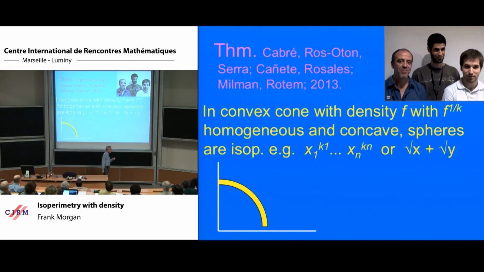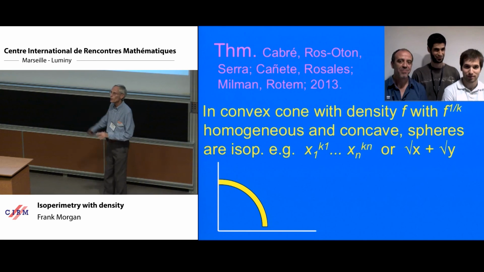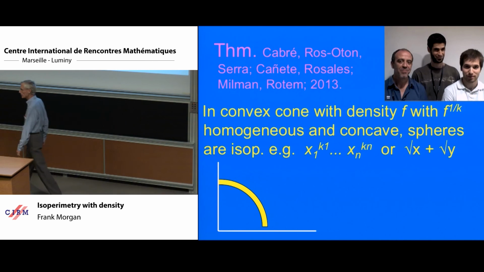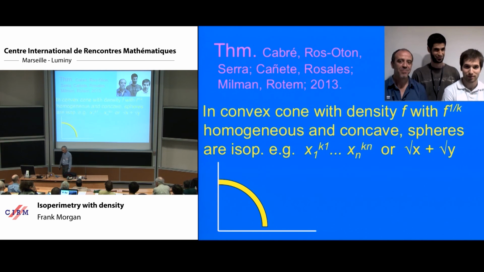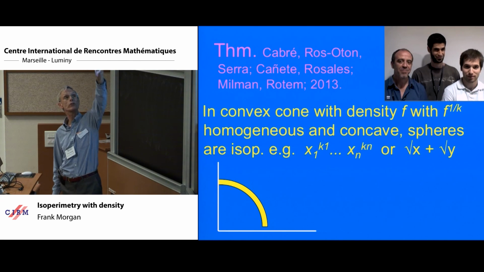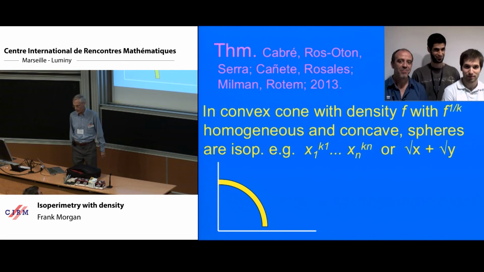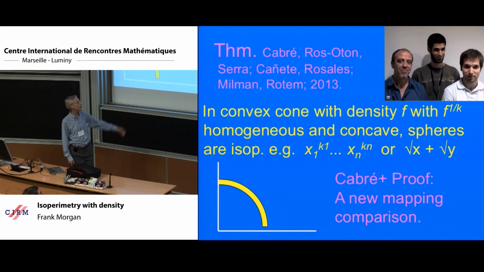Now, the favorite method for proving isoperimetric problems had been some kind of a mapping argument that lets you compare a candidate with the sphere, so you have some correspondence between the two so that you can do a comparison just by a mapping argument. And this proof, which I learned about at a meeting in Barcelona where I met Cabré and his graduate students, who were the first ones to prove it, used a kind of mapping comparison.